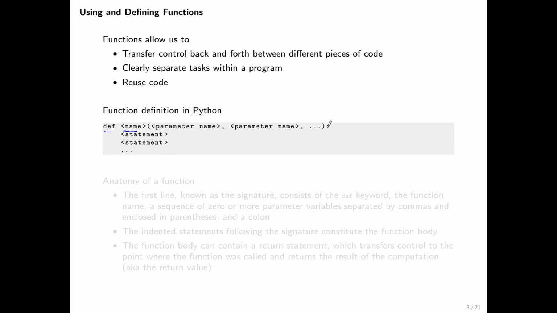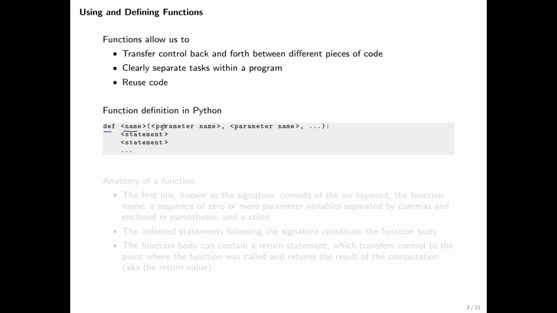And then you have a colon, and then what you have is the body of the function, which is basically a collection of statements. And these statements are indented by some number of spaces. Okay? Again, remember that indentation is what denotes block structure in Python. Right? So you have the def keyword followed by the name and then the parameters, 0 or more of them separated by commas in matching parentheses, and then colon, and then the function body.